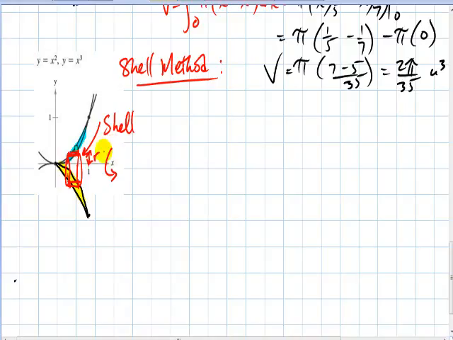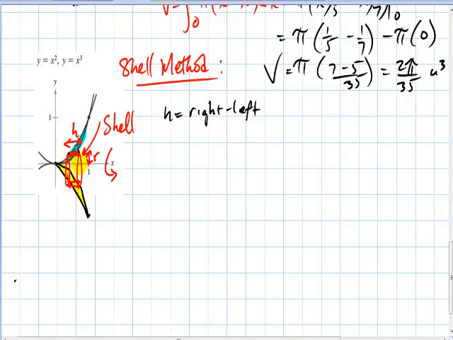Then I also need to figure out the height, which is this distance right here, h. And that's horizontal. Now let's talk about the height for a moment. Since it's a horizontal distance, it's always found by taking right minus left. So I need this point minus this point. This point is on the cubic, so it's going to be cubic minus parabola.